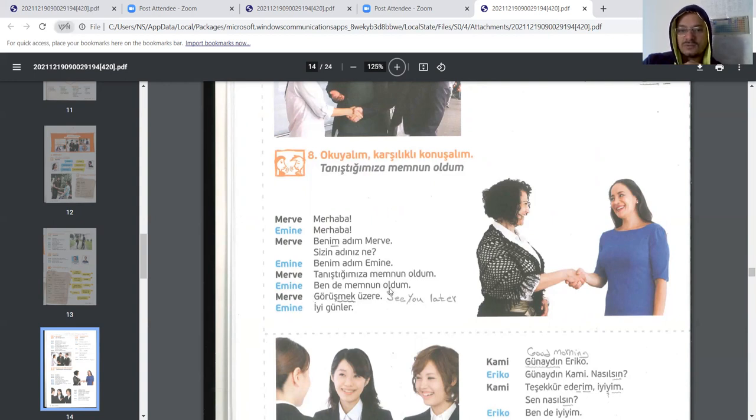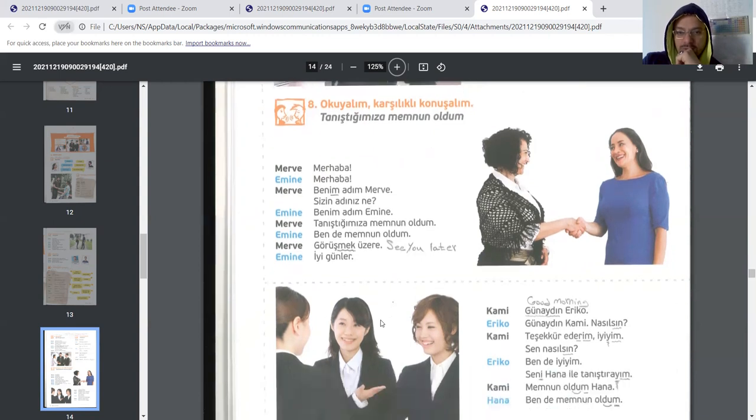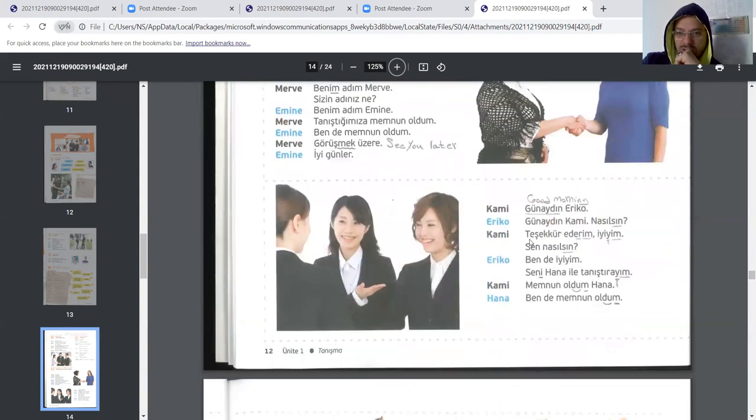These are two new expressions. Görüşmek üzere means see you later. Görüşmek, the base form, to see, seeing. Görüşmek üzere, see you later. İyi günler, good day. These are two new forms: görüşmek üzere, see you later, and iyi günler.